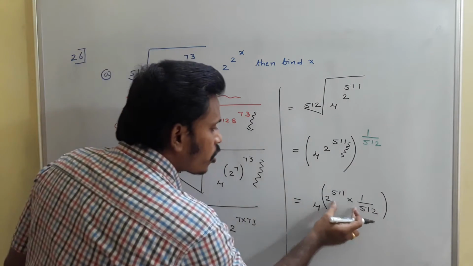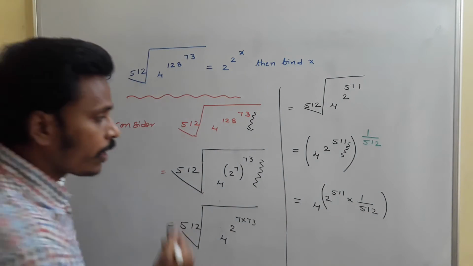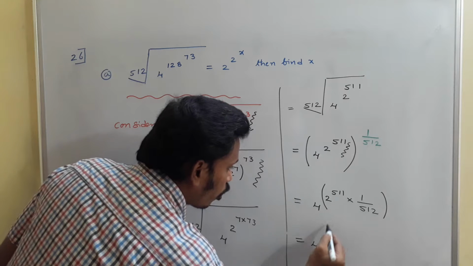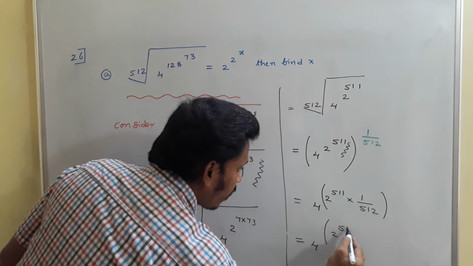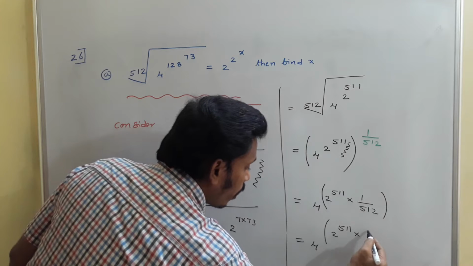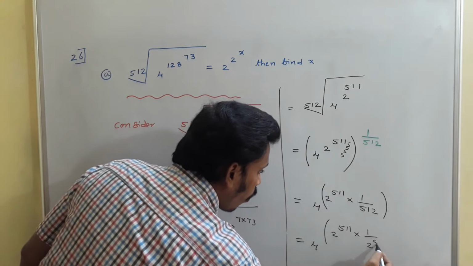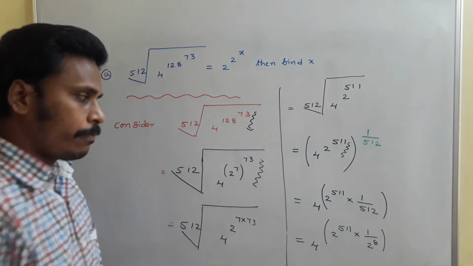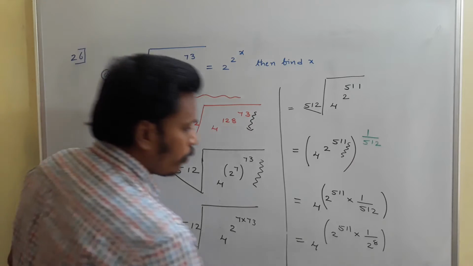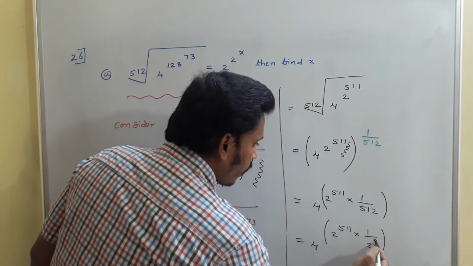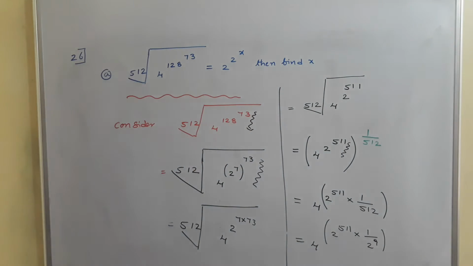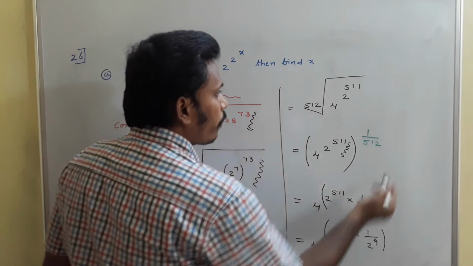Our task is to simplify this part. Very carefully, just observe here. 4 to the power 2 power 511 into 1 by 512. What is 512, 2 power 8 or 2 power 9? 2 power 9. Yes, 2 power 9 is 512. So 4 to the power 2 to the power 511 into 1 by 2 power 9. So again we need to simplify this part.